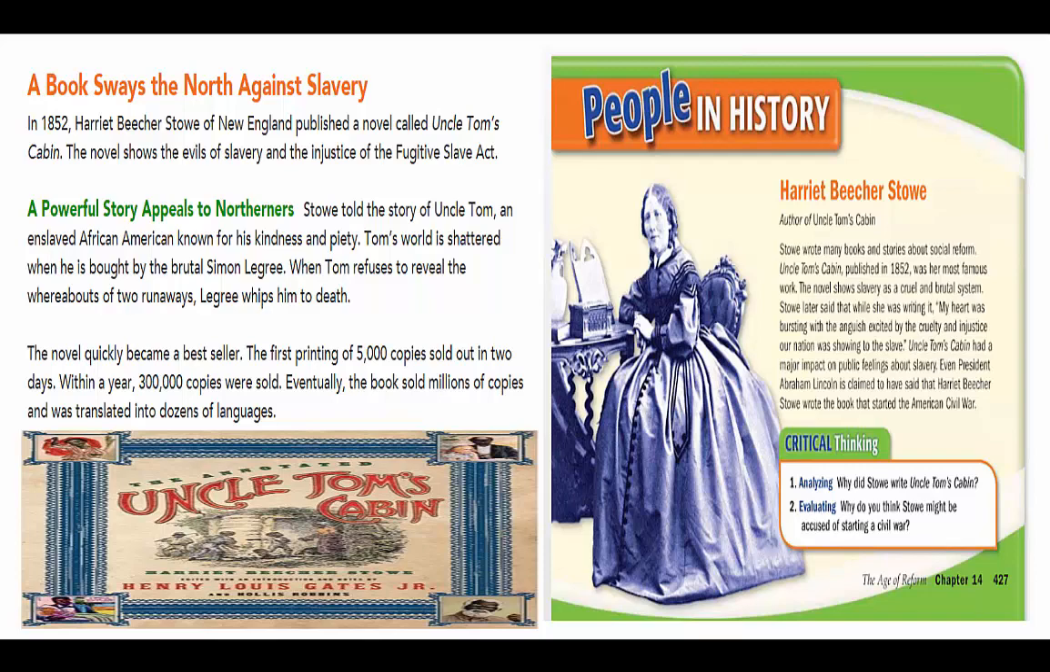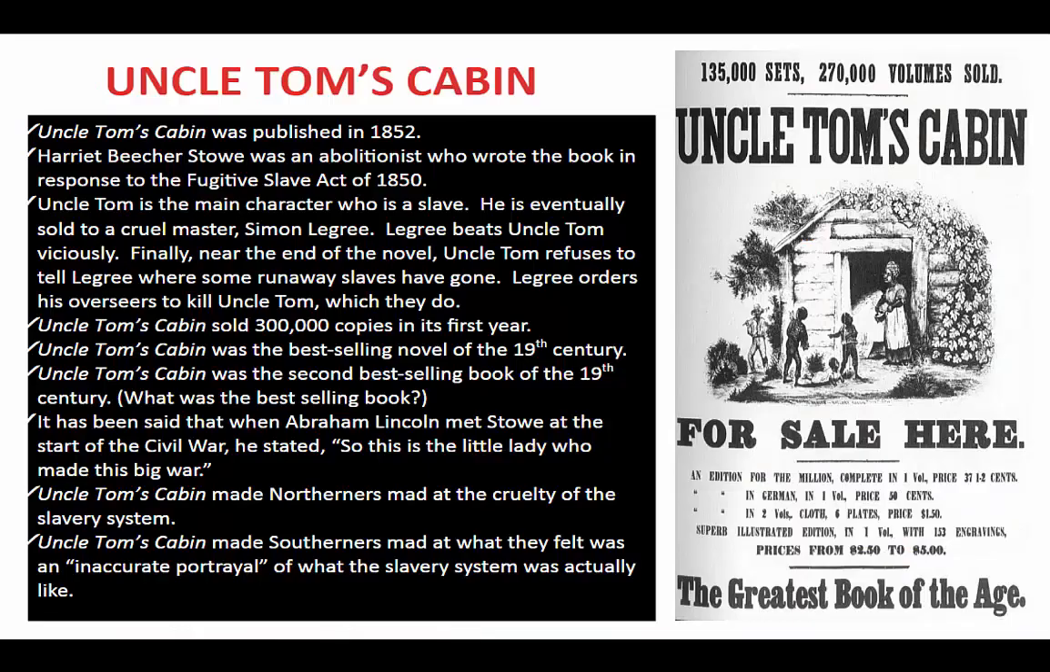Question number 41. What novel was published by Harriet Beecher Stowe in 1852? Uncle Tom's Cabin. Here are a couple of facts about Uncle Tom's Cabin. It was published in 1852. She was an abolitionist who wrote the book in response to the Fugitive Slave Act. Uncle Tom is the main character. He is eventually killed at the end of the story, not to be a spoiler, but when he is told, you are going to tell me where these runaway slaves are, he said, no, I'm not going to. And so they kill Uncle Tom.